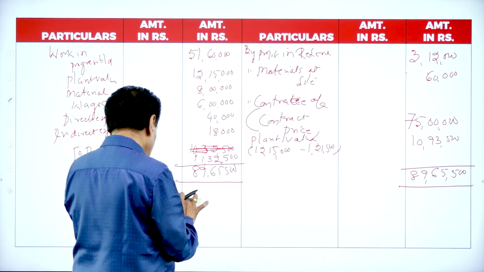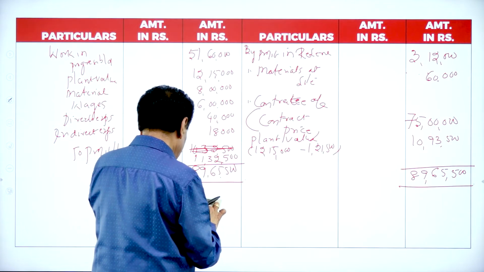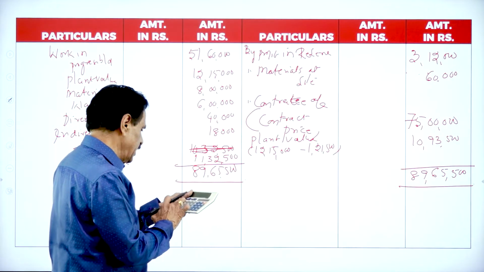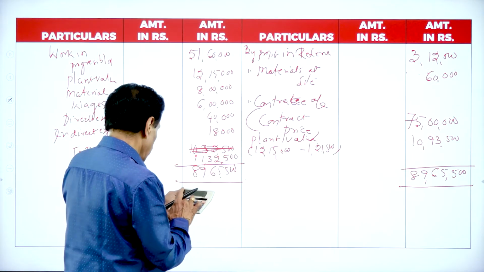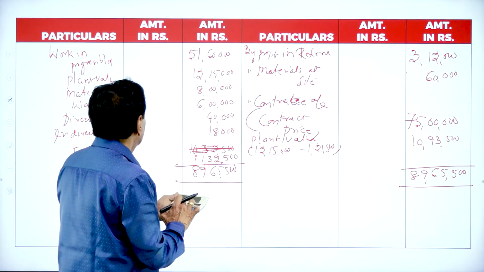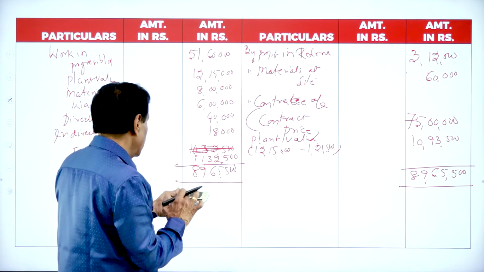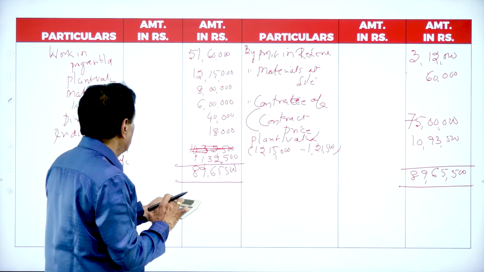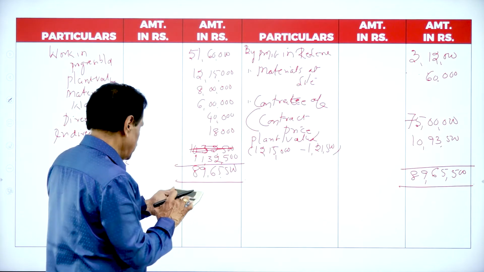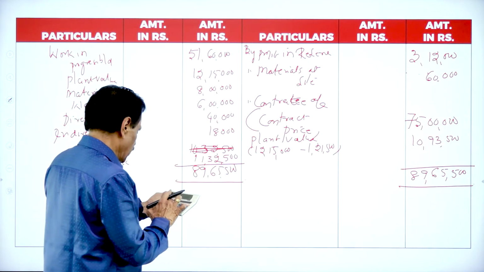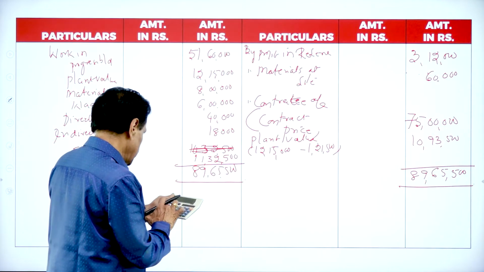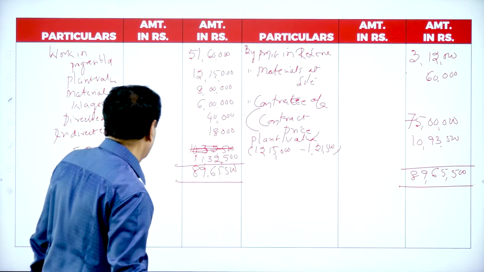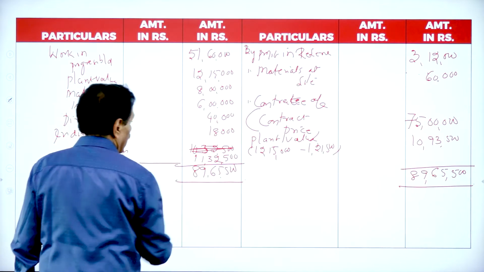89 lakh 65,000. 89 lakh 65,500 minus 51 lakh 60,000 minus 12 lakh 15,000 minus 8 lakh minus 6 lakh minus 40,000 minus 18,000, 11 lakh 32,500 to profit and loss account.